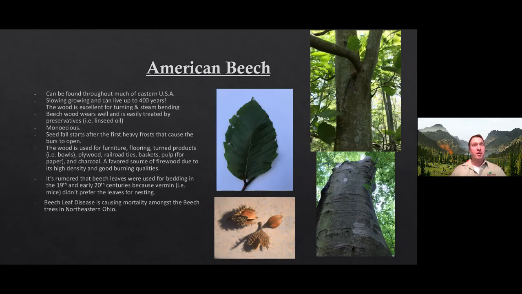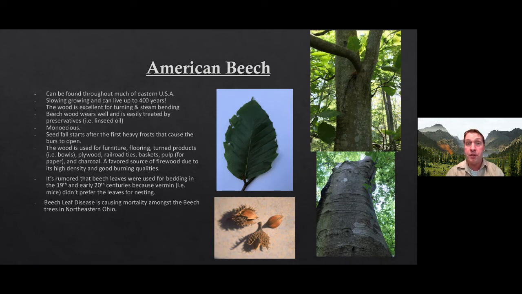The next tree we're going to talk about is American beech. This tree species can be found throughout much of eastern United States, and it's slow growing. This thing can survive in the understory. It's very shade tolerant, and it can live for up to 400 years. Man, isn't that crazy? The wood is excellent for turning and steam bending. Beech wood wears well, and it's easily treated by preservatives like linseed oil, things like that, to help preserve the wood and not dry it out.